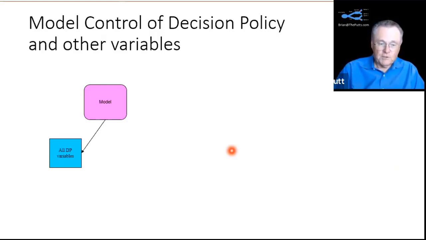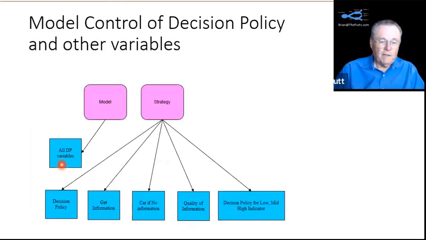The way we're going to structure this analysis, we have a model in Excel, and it has in there all of the decision policy variables. We will then look at all the strategies, and there'll be a separate PM table for that. And in that strategy table, we'll talk about the decision policy. It gets information, the car, if there's no information, the quality of the information, and the decision policy for low, mid, and high indicators from the mechanic. So now let's flip over to the Excel model.